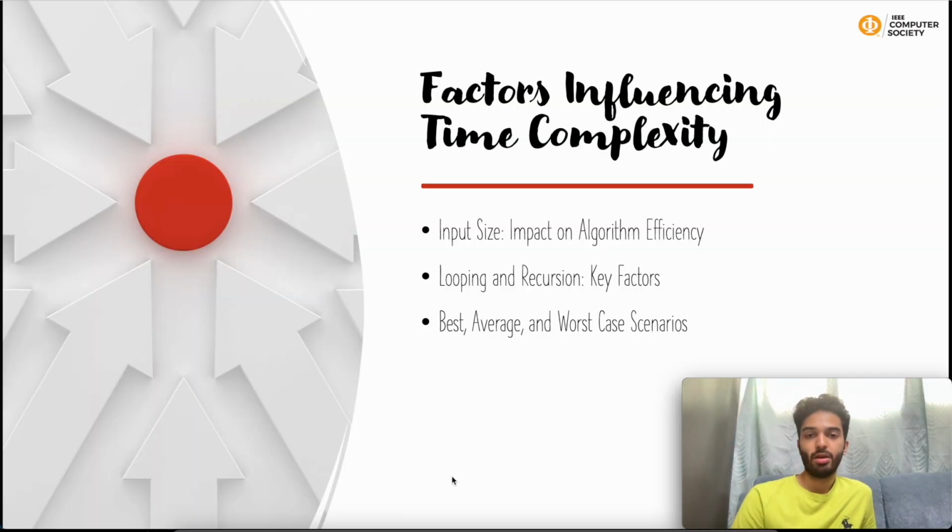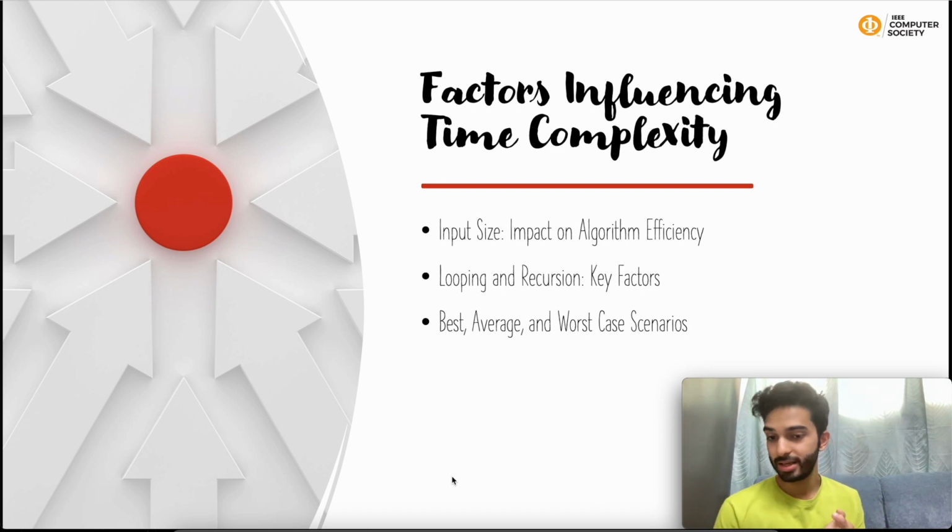Now we can understand what the factors are that influence time complexity. Firstly, it would definitely be the input size. It's in the definition itself. When I mentioned that the time taken changes with respect to the input size, increasing or decreasing the input size will have an impact on the algorithm's efficiency. Second would be looping and recursion. The number of loops that you have, the number of times the code recurses by itself, will have an impact on how much time it takes, or the time complexity.